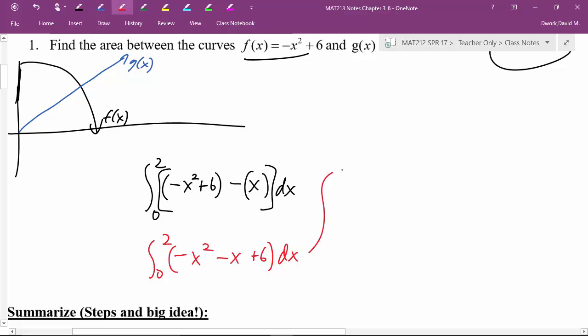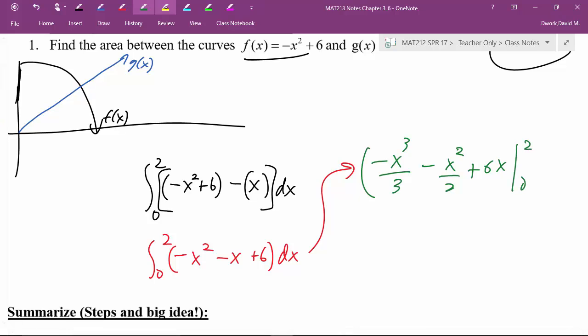So now this antiderivative, hopefully, now that we're at this point in the course, is not a problem for anybody. This would be negative x cubed divided by 3 minus x squared divided by 2 plus 6x evaluated from 0 to 2. And what we're going to go ahead and do is substitute in 2, substitute in 0, just like normal. So this would be what? Negative 2 cubed over 3 minus 2 squared over 2 plus 6 times 2. And what do we get?